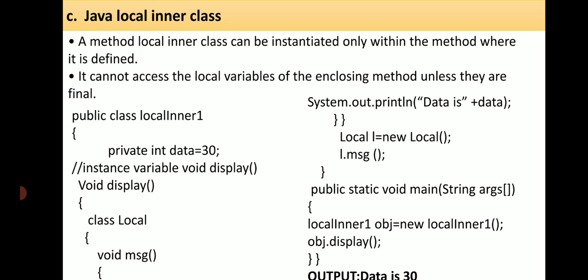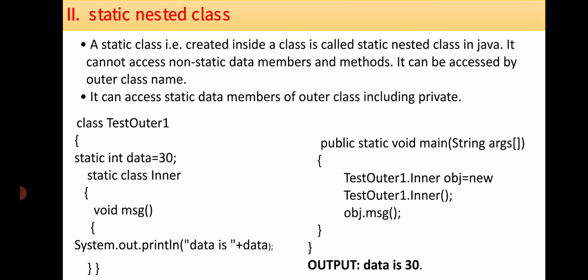Whenever you are calling obj.display, it will definitely call the method of this inner class, and it will display the data value as 30, which we had provided. So it will print data is 30. So the second type of inner class is the static nested class.